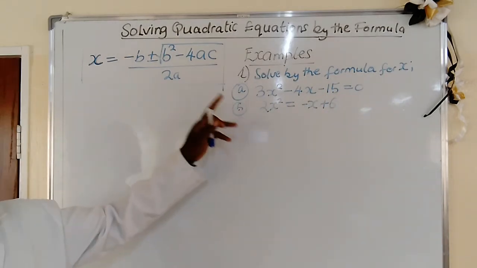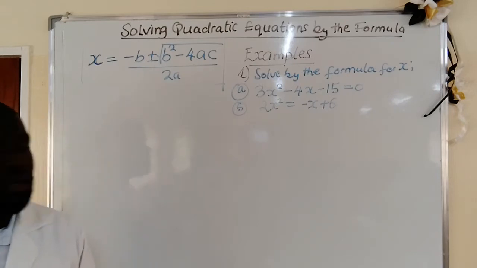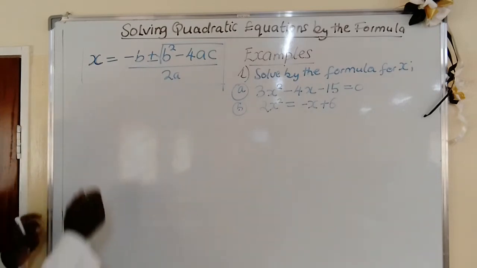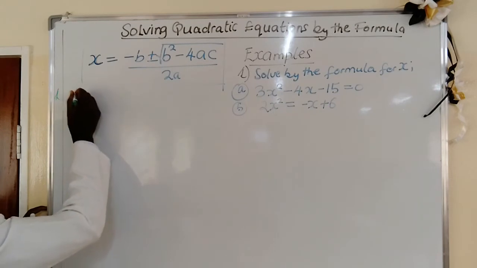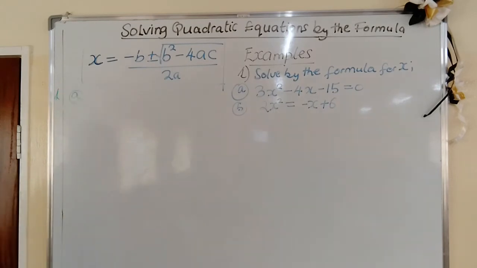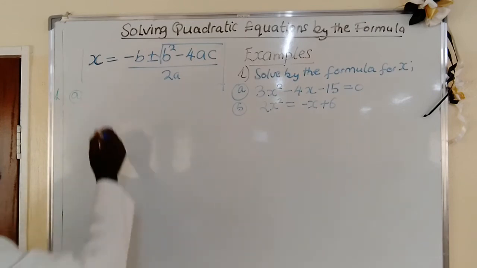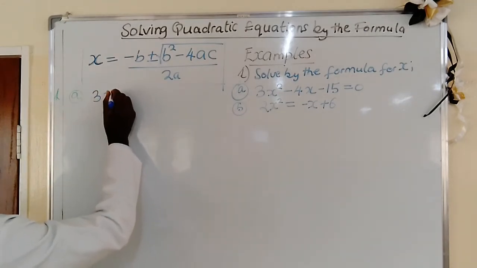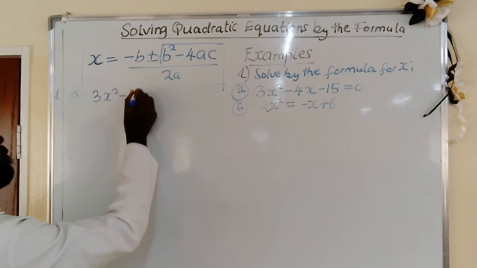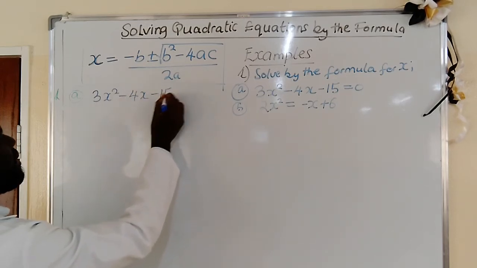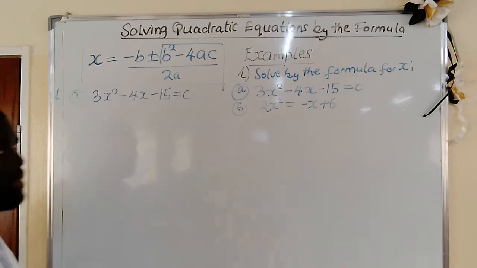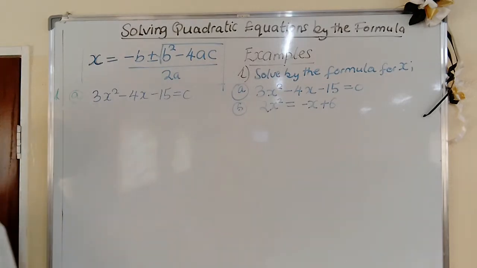So we have 1a and 1b. We are going to start by solving 1a. We are given 3x squared minus 4x minus 15 is equal to 0. So this is our first question, which we are going to solve by using the formula.